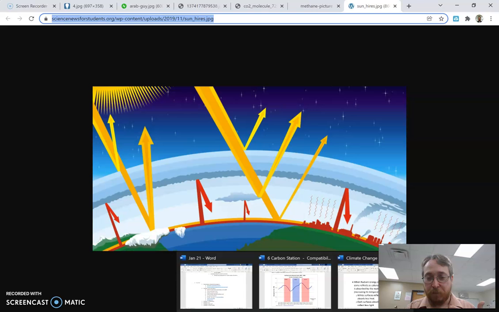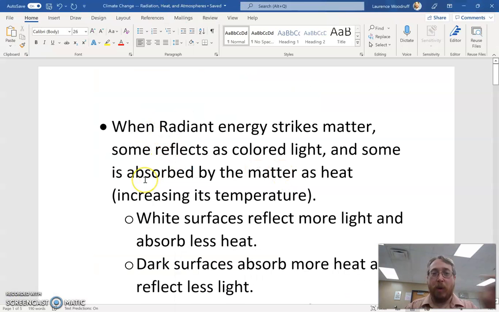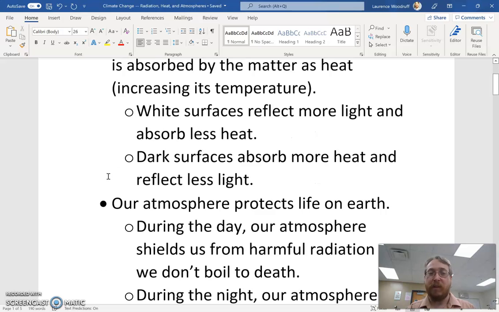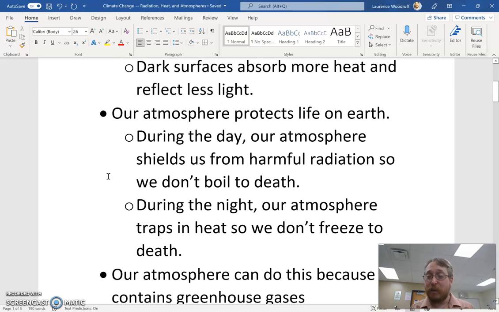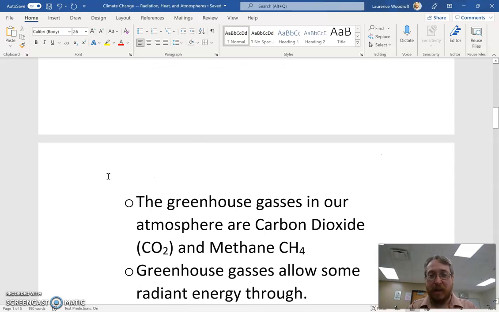So let's review. When radiant energy strikes matter, some reflects as colored light and some is absorbed by that matter as heat, and that increases the temperature. White surfaces reflect more light and absorb less heat, and dark surfaces absorb more heat and reflect less light. Our atmosphere protects us. During the day, it shields us from harmful radiation so we don't boil to death, and during the night, our atmosphere traps in heat so we don't freeze to death, and our atmosphere can do this because it has greenhouse gases.